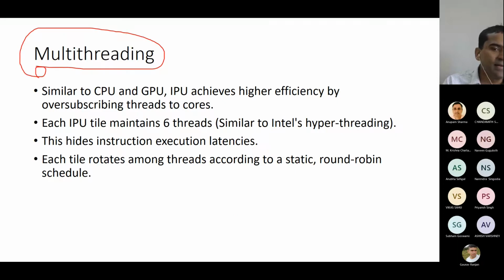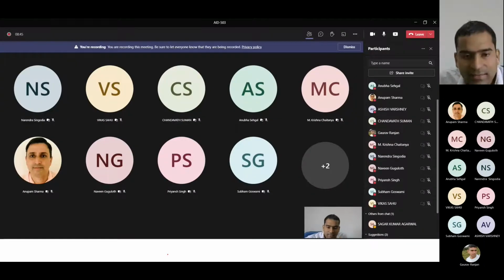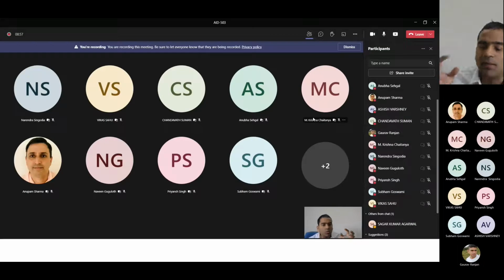The IPU also uses multi-threading. That means for every core we have, I think, six threads. Yeah, 6 threads. In Intel's hyper-threading, we have two threads on each core. Usually two threads can run. Here 6 threads can run. That means the resources of a core will be used by 6 threads. One of them may be stuck, one of them may be not used, but others can always use it.